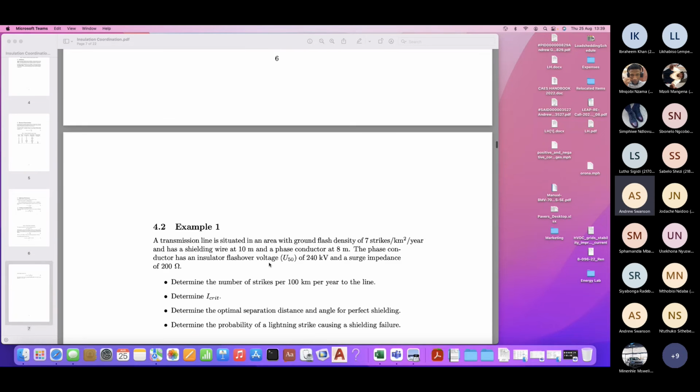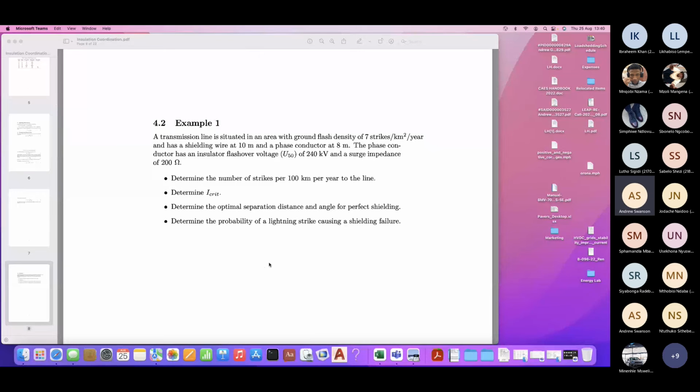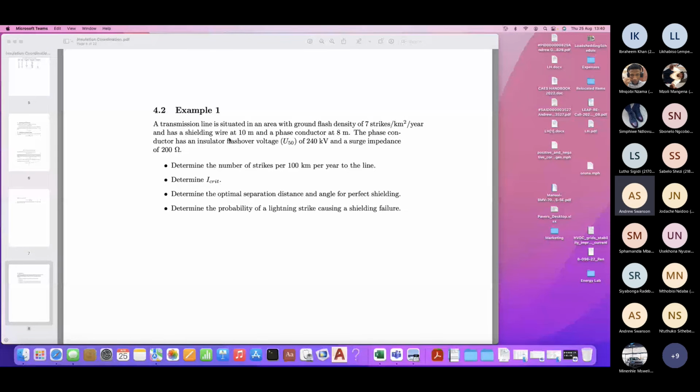All right, there is an example. So in the example, there's only one shielding wire. And it looks like the phase conductor is directly below it. So when you apply equation 4, your B will be equal to 0.